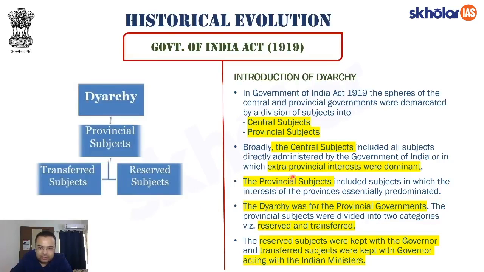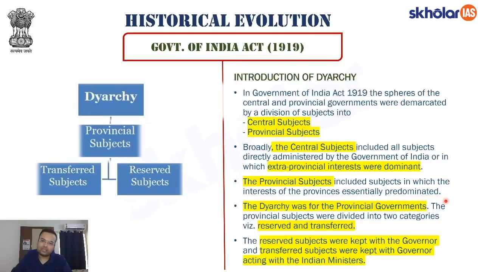Second, with respect to extra provincial interests. For example, if a British India province were to negotiate with some of the princely states, some of the local kings, or for that matter with other foreign countries, the power to do so will be limited only to the central government. That is, it cannot be the provinces who negotiate with other kings on certain matters. It will always be the central government who will have the power to negotiate with local kings. The provincial subjects included subjects in which the interests of the provinces essentially predominated.